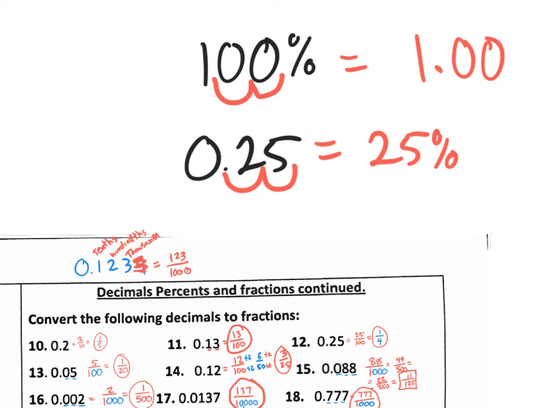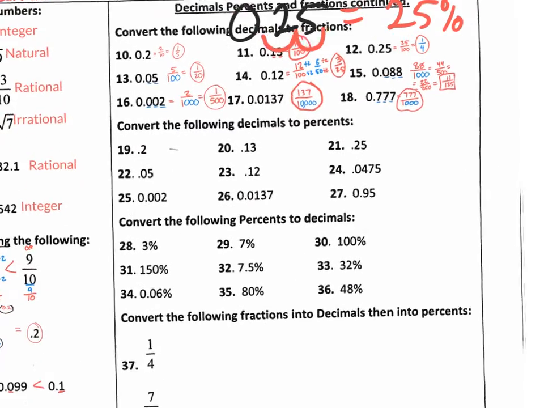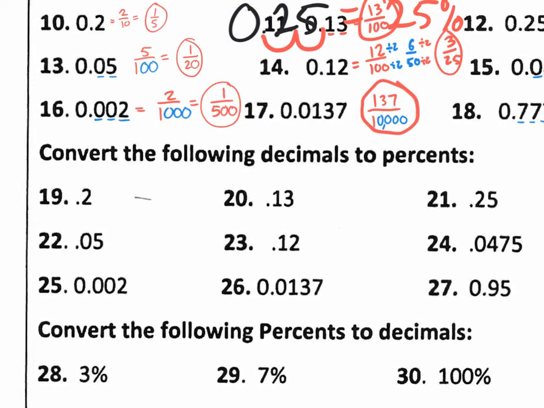Okay. Now what if I said convert 0.99, a decimal, to a percent? That's almost one whole. So what percent is it going to be? 99%. It's almost 100%. So just think about that 100% and which way you move it, because 100% means one whole. You're giving it all you got. 100% means all you got, one whole. Okay? So let's go over here and convert these decimals to percents.